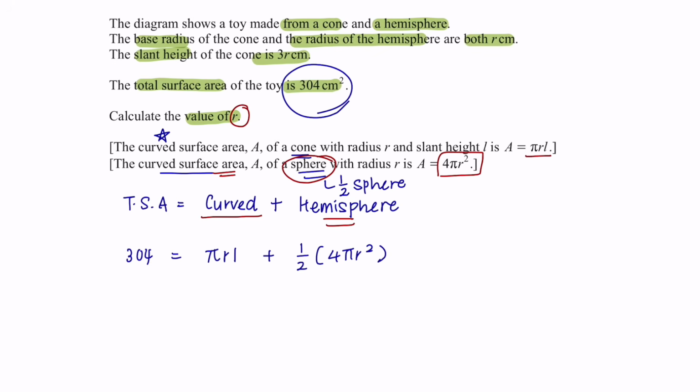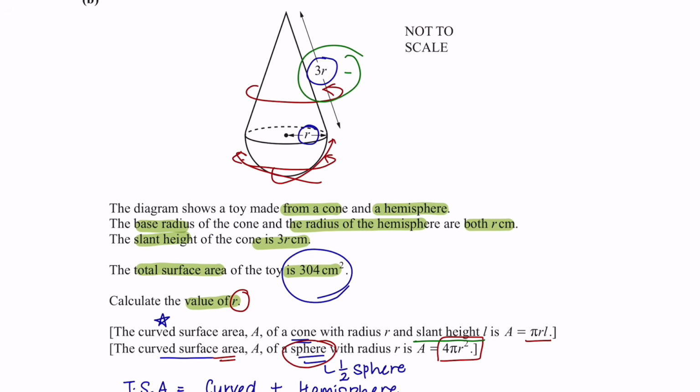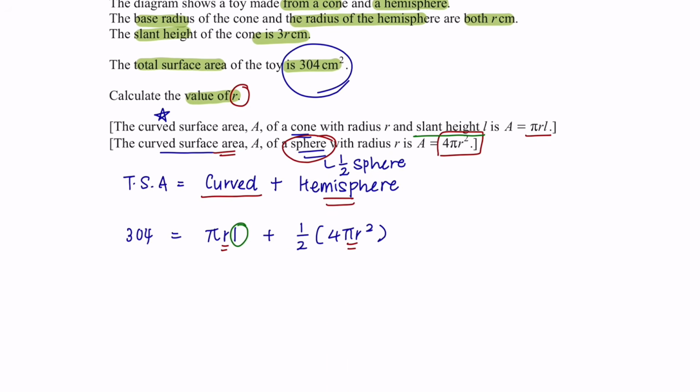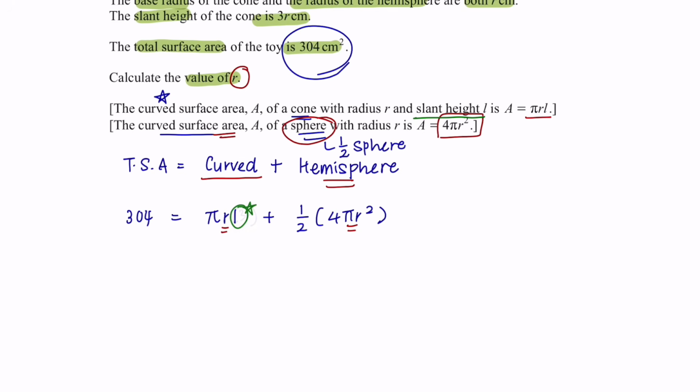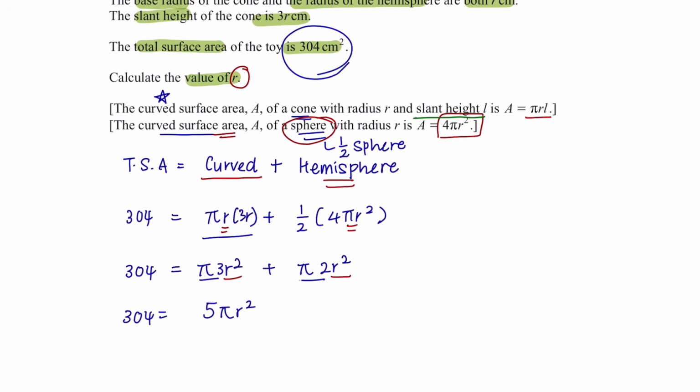So we are asked to find the value of r, meaning that r here is our unknown. We can substitute the value of l as it is given. L is the slant height, and the slant height here is 3r. So I will just substitute the value of L here with 3r. So if I were to simplify this, I would get 304 centimeters squared equals pi times 3r squared plus pi times 2r squared. Since both of them are r squared, I can add them together. 3 pi and 2 pi is giving me 5 pi. So that's 5 pi r squared.